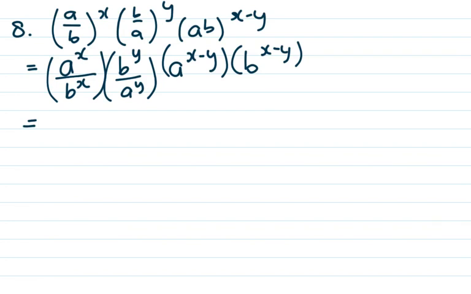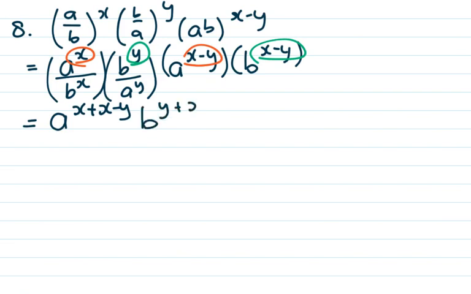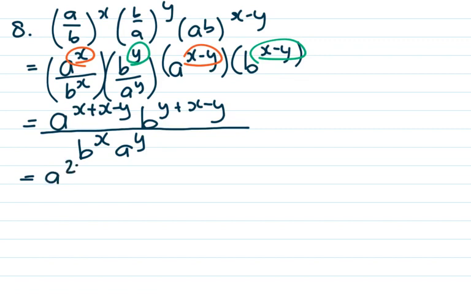Now I'm going to simplify the numerator by adding the exponents on the a's. So now I have a to the power of x plus x minus y, and then I'll have b to the power of y plus x minus y. In the denominator, I still have b to the x times a to the y. Now I'll just simplify those exponents there, so I'll have a to the power of 2x minus y, and b to the power of y minus y is 0, so just x, divided by b to the x times a to the y.